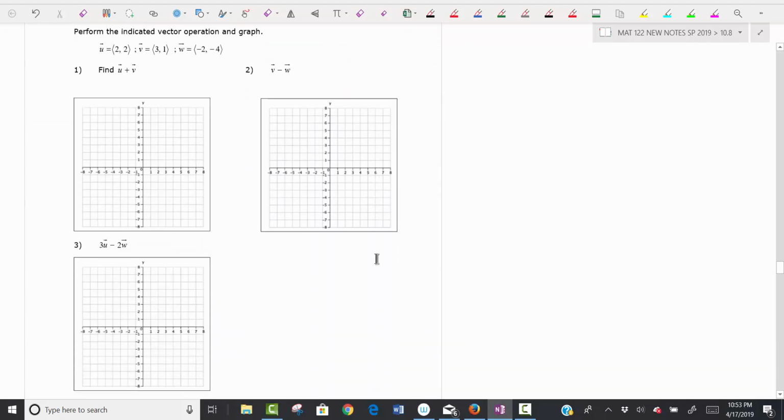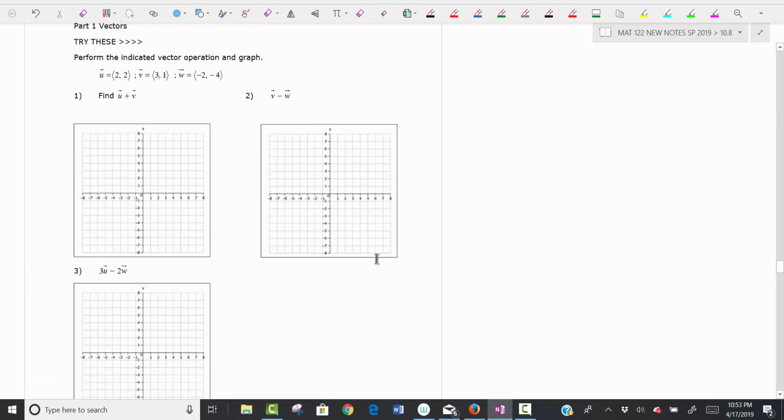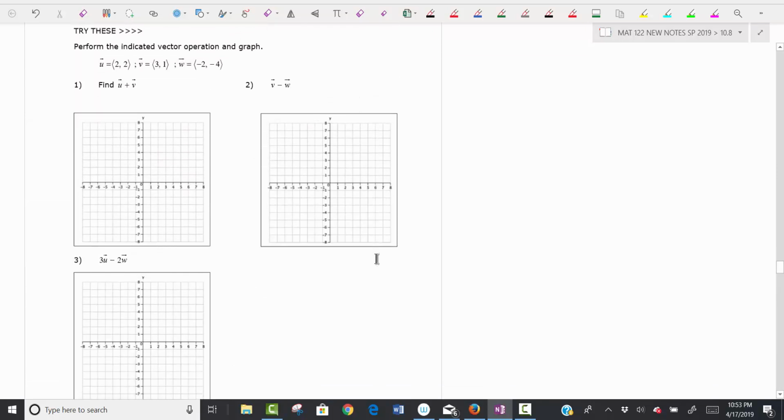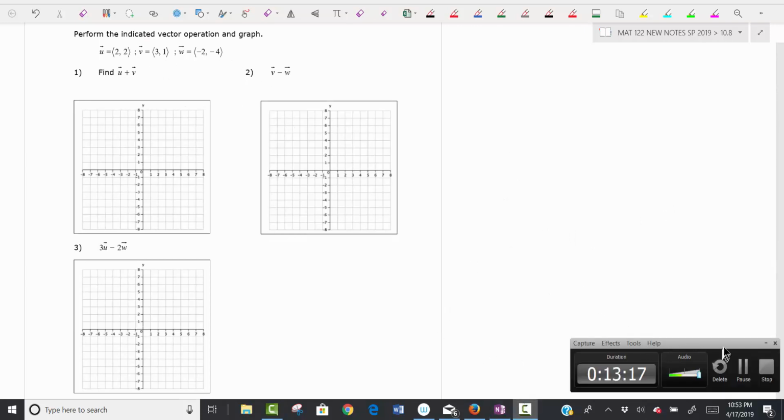All right, so go to the next page. So let's go ahead and do this. And in this video, we're going to do this and the dot product together because it's relatively short. So go ahead and pause the video and let's do these.